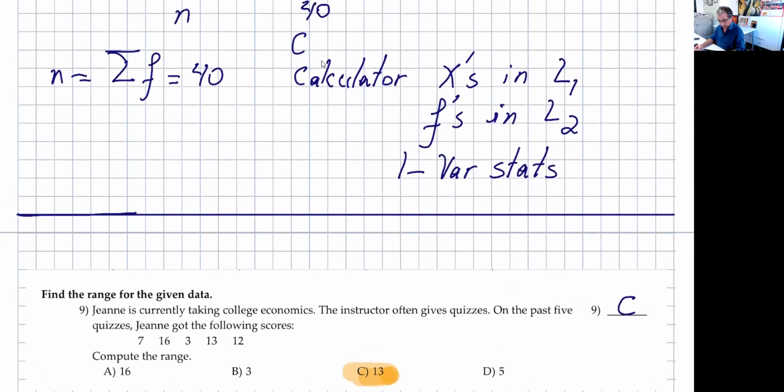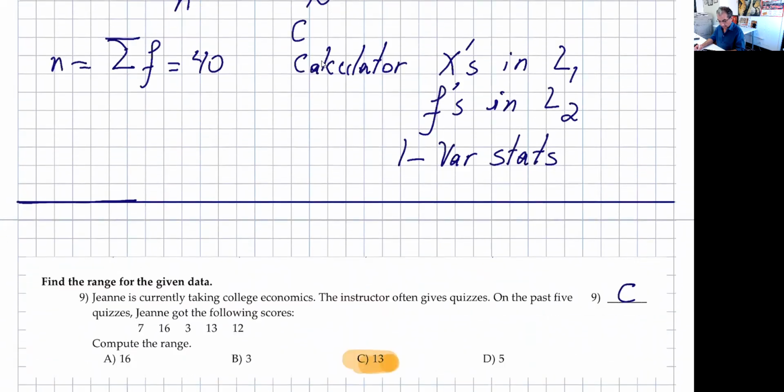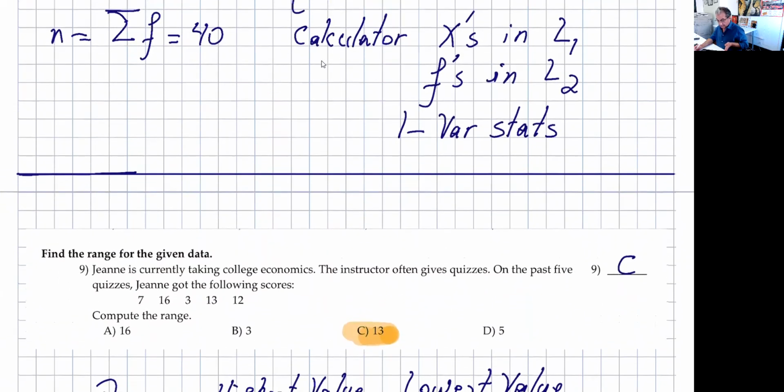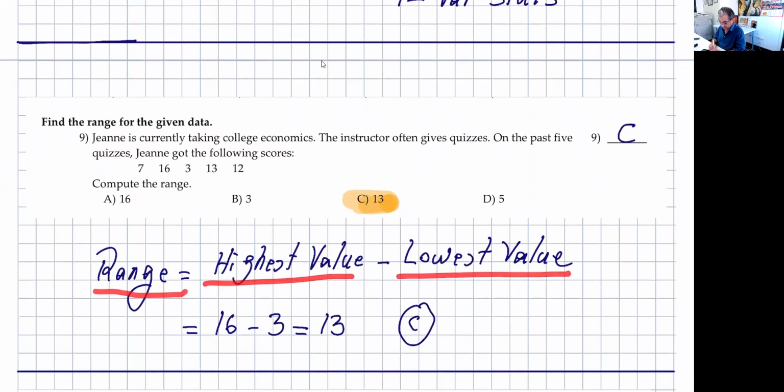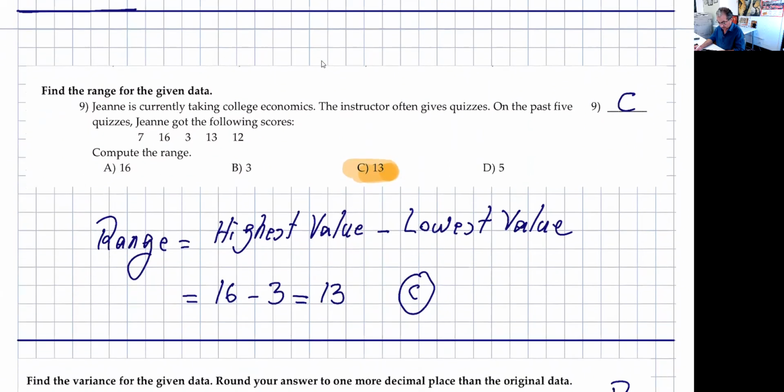Number 9. Jean currently is taking college economics. Don't forget to read that, find the range. The instructor often gives quizzes, and these are the scores on the past 5 quizzes. Find the range. The formula for the range is the highest value minus the lowest value. So it's 16 minus 3, which is 13. This is pretty easy too. You can write those formulas for the mid-range and the range and use them during the test.